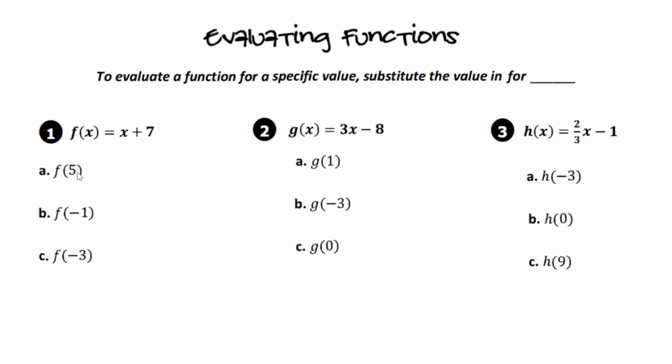Okay, so this says f of 5. That means that I'm going to take 5 and substitute it in for this x right here. So 5 plus 7. What's 5 plus 7? 12. So that means that f of 5 equals 12. That's all that's saying.